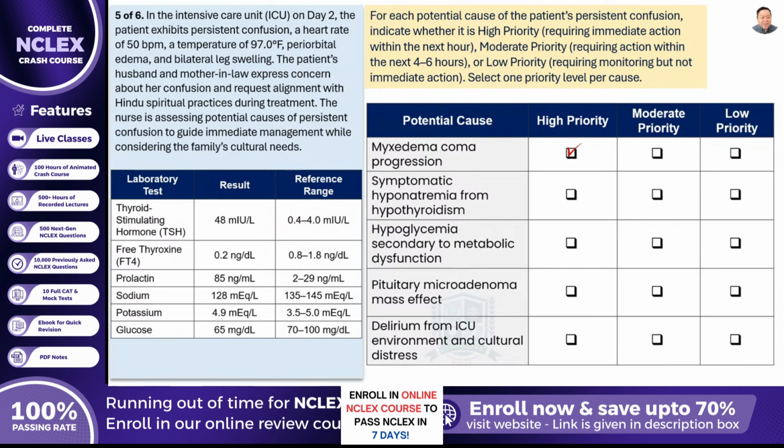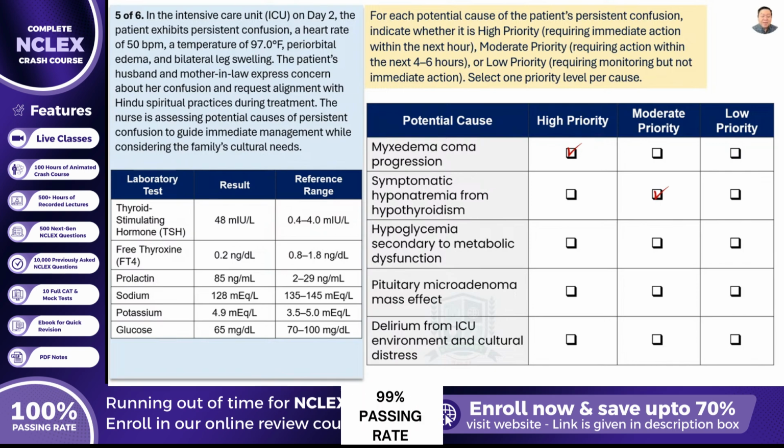Now, moving into the next potential cause, symptomatic hyponatremia from hypothyroidism. Now, I want you to go back to the sodium level of 128. What do you think about this one? Well, the answer is moderate priority. That sodium level is low, but not critically so.